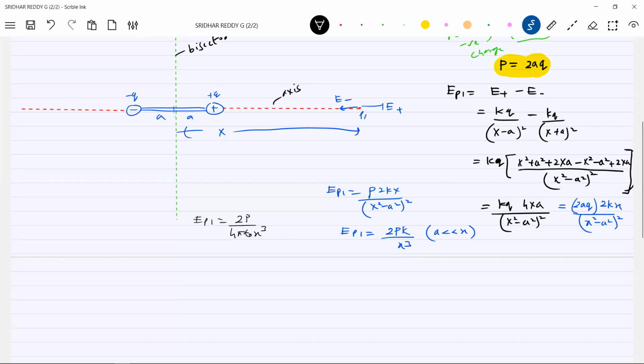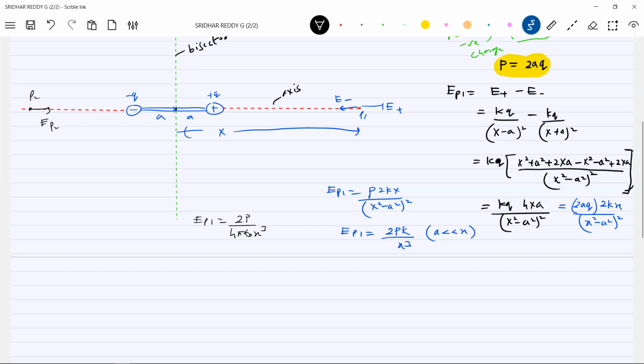Similarly, I want the field strength at point P2. Can I use the same formula, or shall we derive one more? I want the field strength at this point. You know enough electrostatics here. This point P2 is near the negative charge. So how should the field be directed? Definitely the field will be directed towards the right only. So anywhere on the axis of the dipole, you can find the electric field strength.